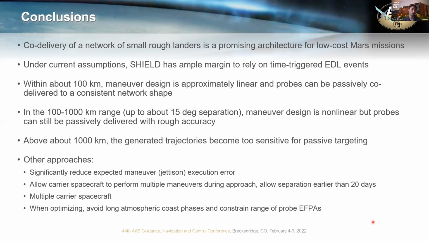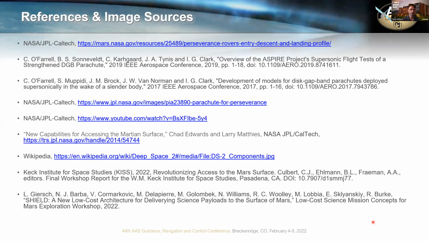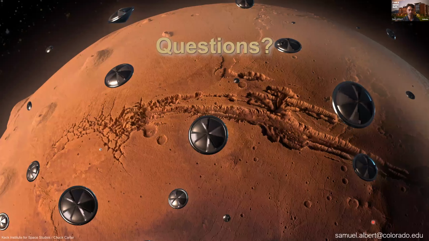And finally, when optimizing to find these trajectories, one could programmatically avoid these long atmospheric coast phases and constrain the range of the entry flight path angles available to the probes. That might result in higher jettison speeds, but trajectories that aren't so highly sensitive to error, like the ones that we showed here.